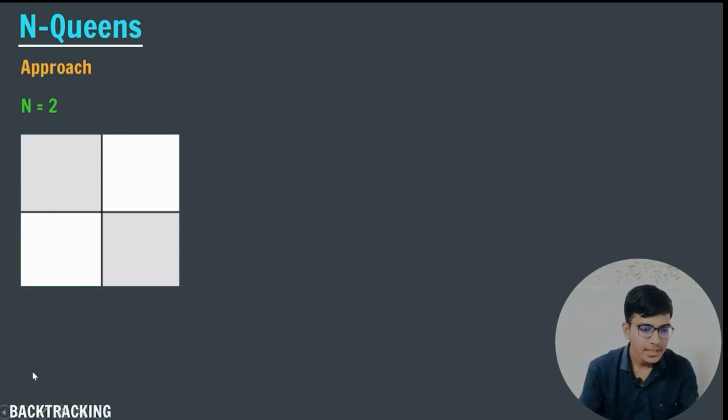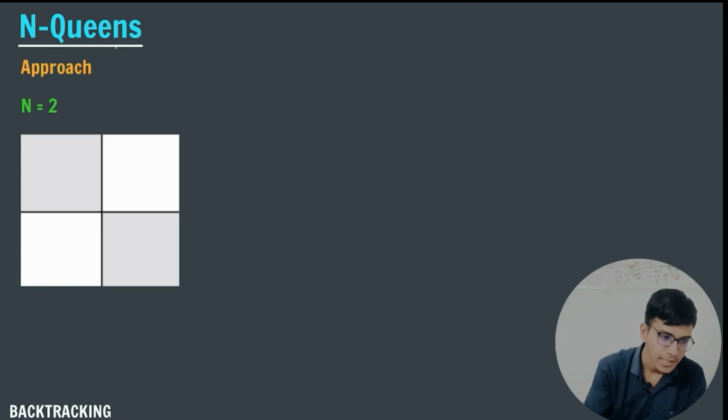Now let us talk about n equals 2: what are the possible combinations in which I can place my n queens in n rows. Let us consider that I have placed my first queen here. Then I can't place the second queen in this row, so I can place my second queen here, q1 and q2. Let me draw the board here.